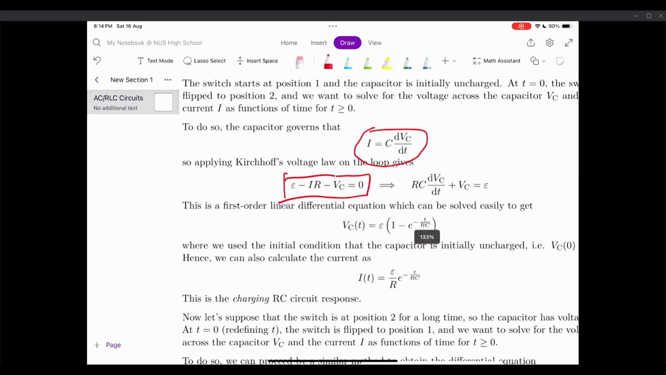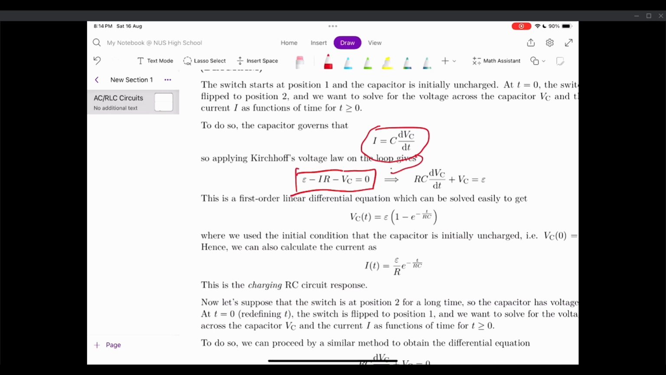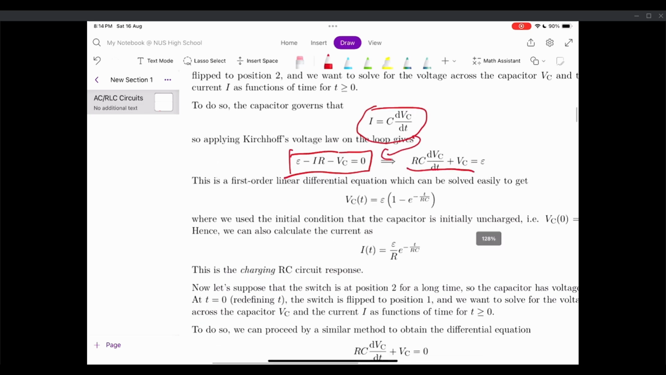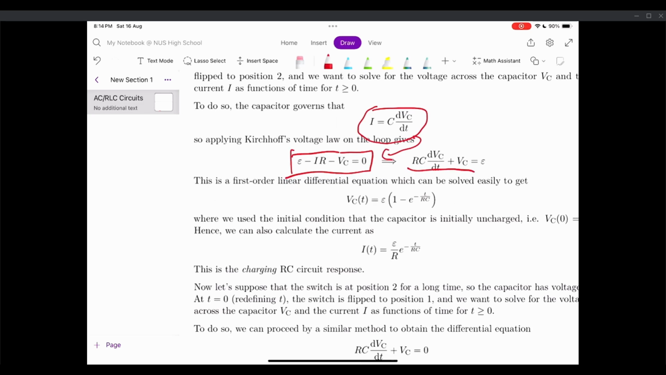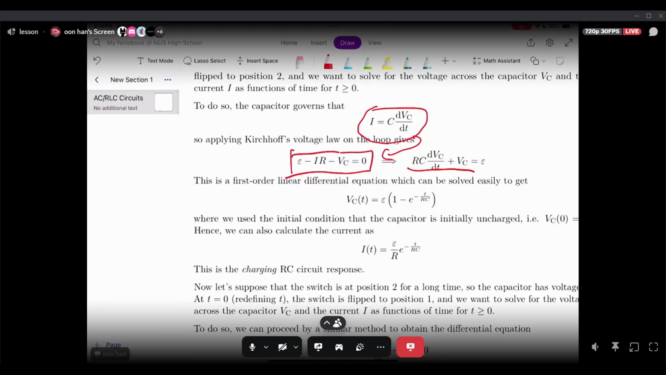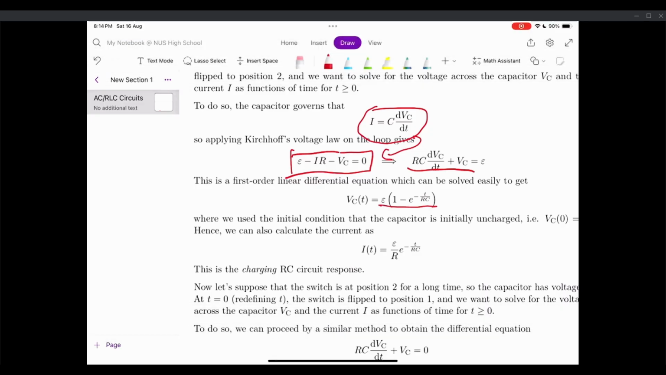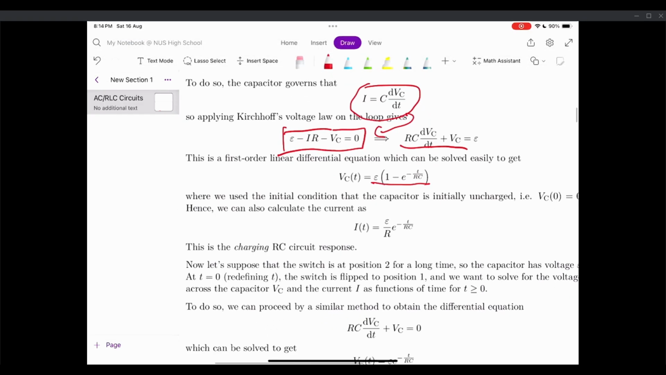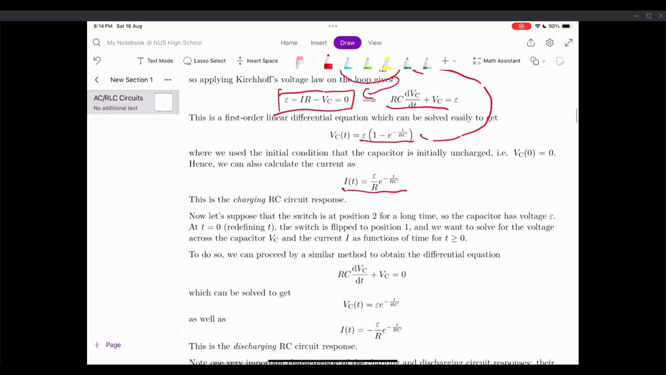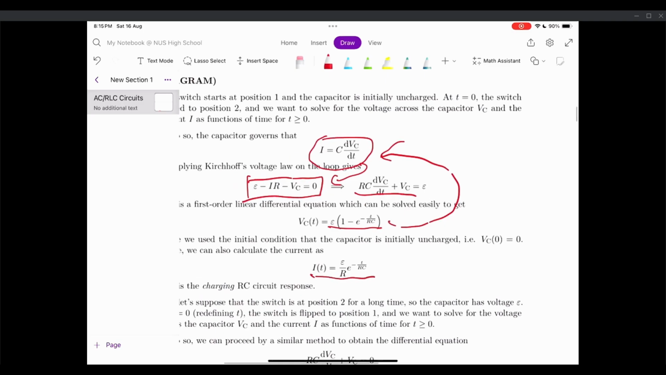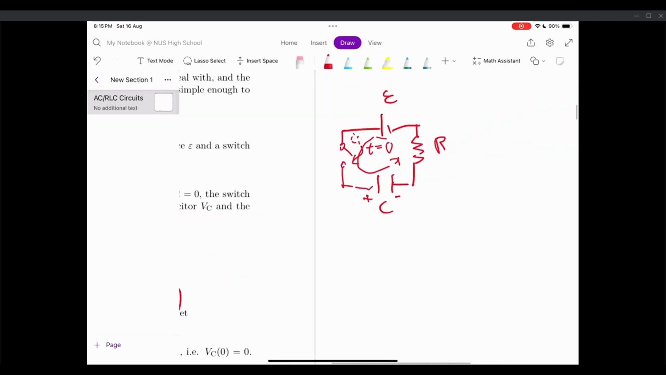Anyway, now that we have this, we can just substitute this into this and we get this equation here. And this is a really simple differential equation. I think you should know how to solve it. And we get that this is actually an exponential dependence. We can also solve for the current by just substituting this into this. So this is what we call the charging RC response, because here what you're essentially doing when you flip the switch is charging the capacitor up to some charge.